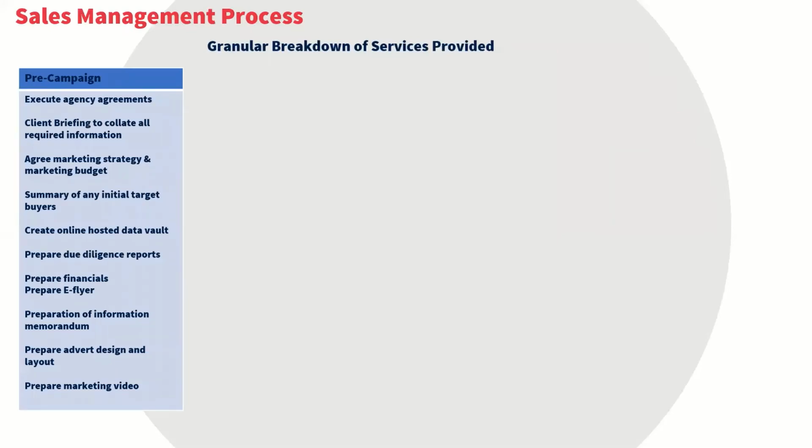We're going to execute agency agreements with the client. We're going to sit with them, brief them in detail in regards to what we require. We're going to agree on things like the marketing strategy and the budget. Also consider who might be the initial target buyers. Are there any ideas that they as the client have about who they think might buy it? Do they want you to directly approach any of those? Also, they'll be the ones that you've detailed in your proposal. How are we going to handle that initial target group?